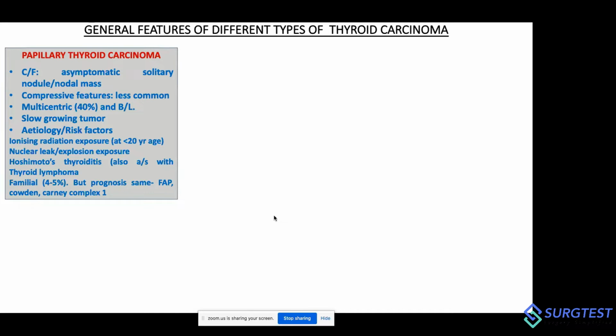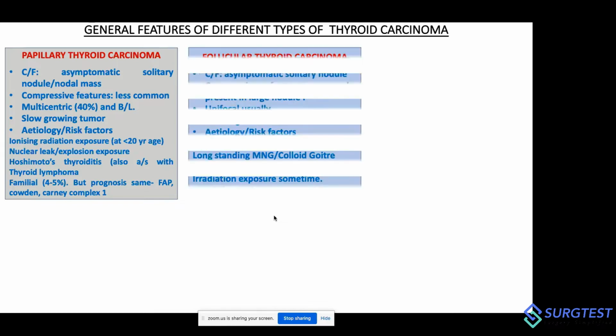It may be familial in 4 to 5% of cases, but the prognosis is the same in familial papillary thyroid cancer. So familial FAP, familial adenomatous polyposis, Cowden syndrome, and Carney complex 1. These three are the syndromes that are associated with papillary thyroid cancer. Now all these point to the other four cancers.